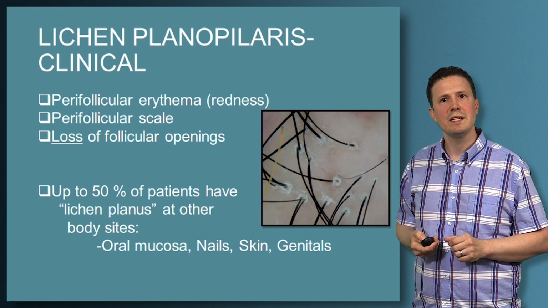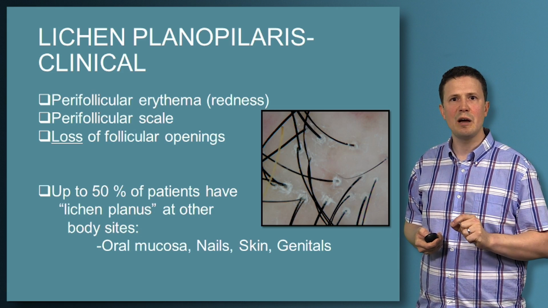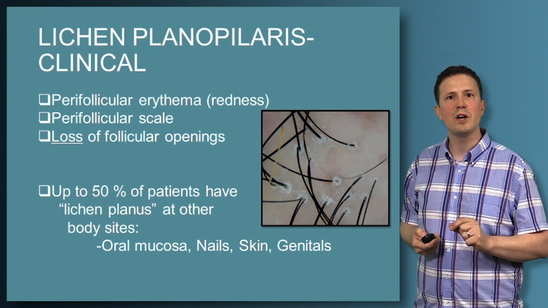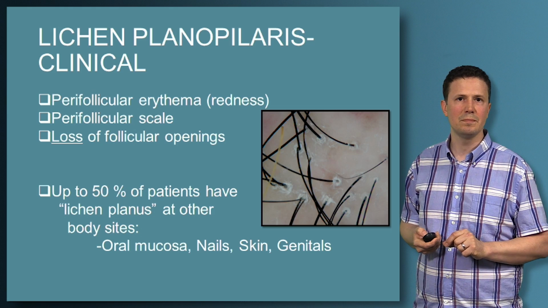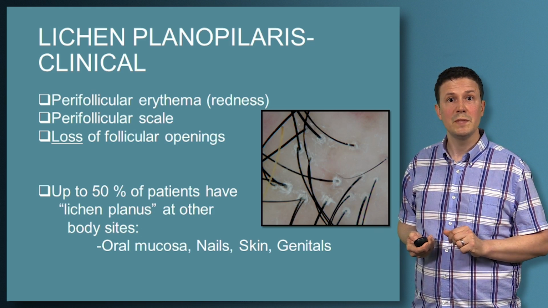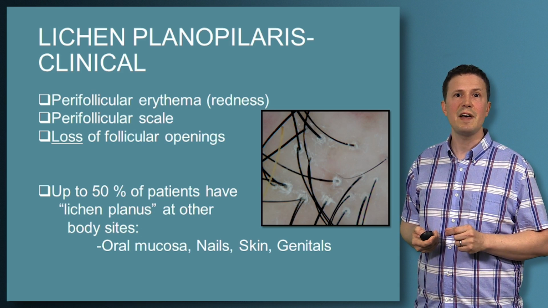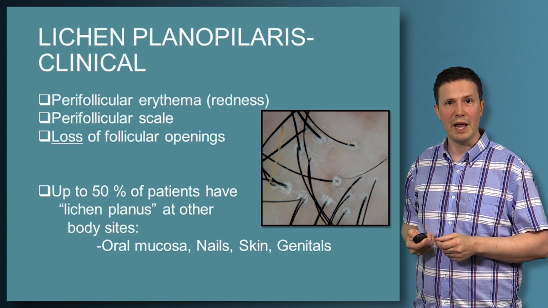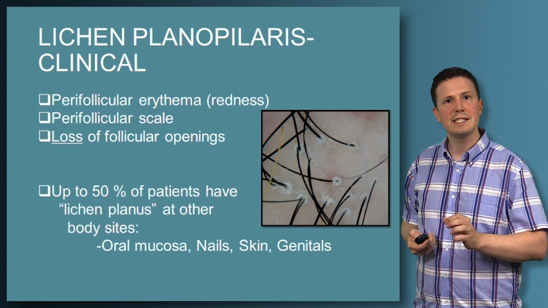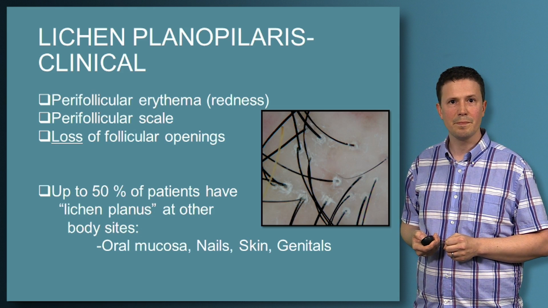Lichen planopilaris shows whitish scale around the hair follicles, and in this diagram you can see whitish circular scale around these hair follicles. We call that perifollicular scale. There may also be scale in other regions of the scalp as well. There may be redness in the scalp, and there may be redness around the hair follicles. That's what we call perifollicular redness, or perifollicular erythema. But the classic concept to understand is that the hair follicle openings are lost.